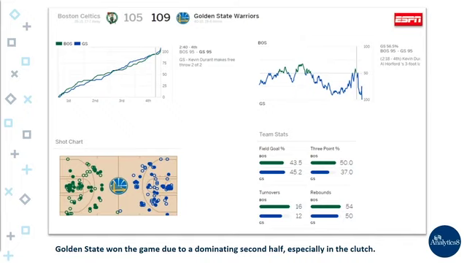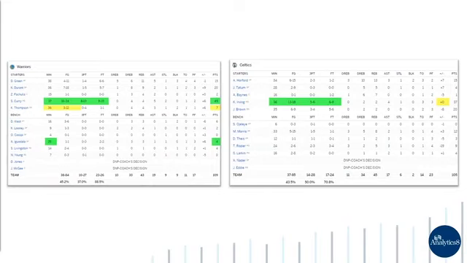You want to persuade people. So I'm trying to persuade you that Golden State won the game due to a dominating second half, especially in the clutch. And we can see that from the visualizations provided here. Then include the raw data tables at the back of your PowerPoint deck in an appendix for later reference. So you don't have to completely abandon them, but I would avoid putting all the information in front of your users instead of trying to focus on what's most important when your purpose is to explain.